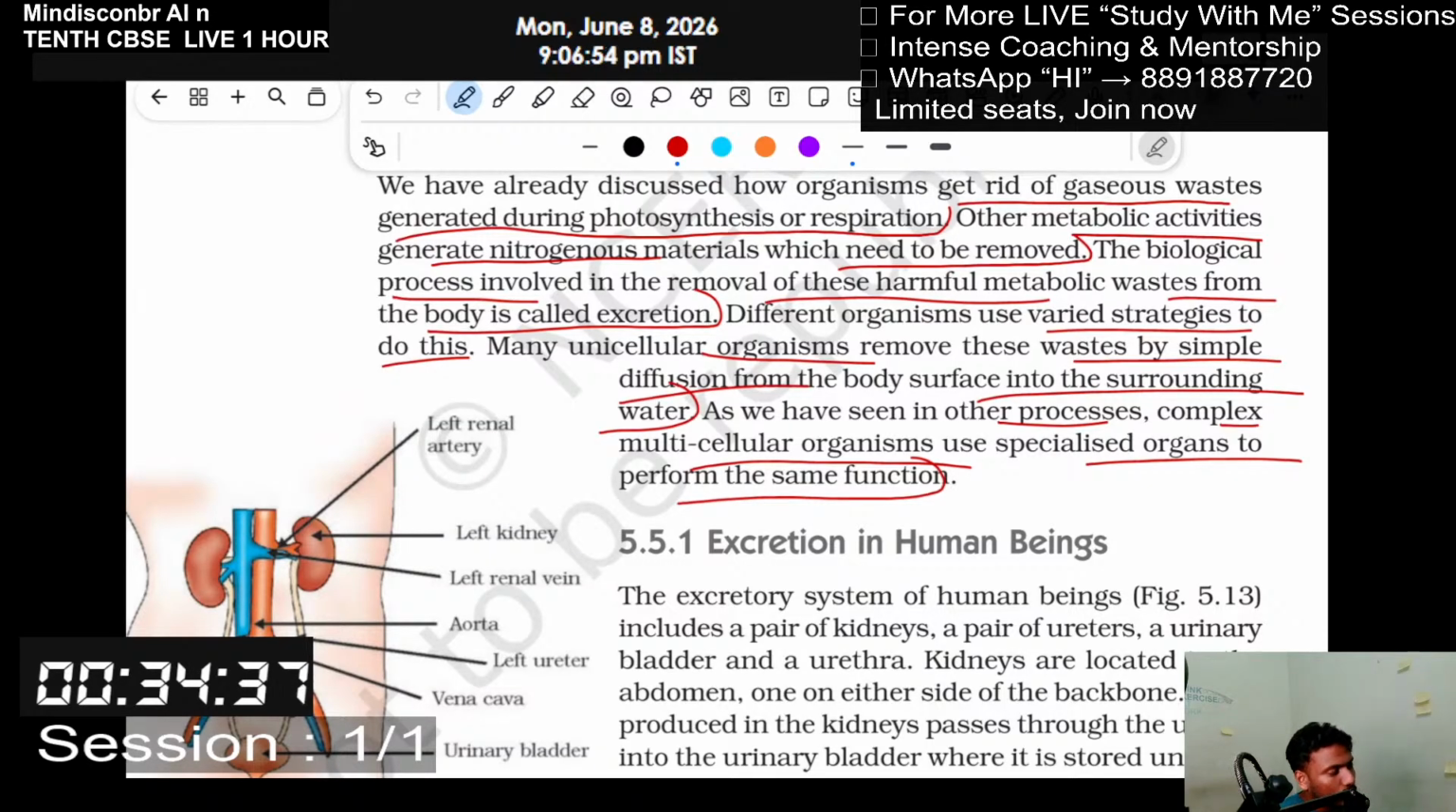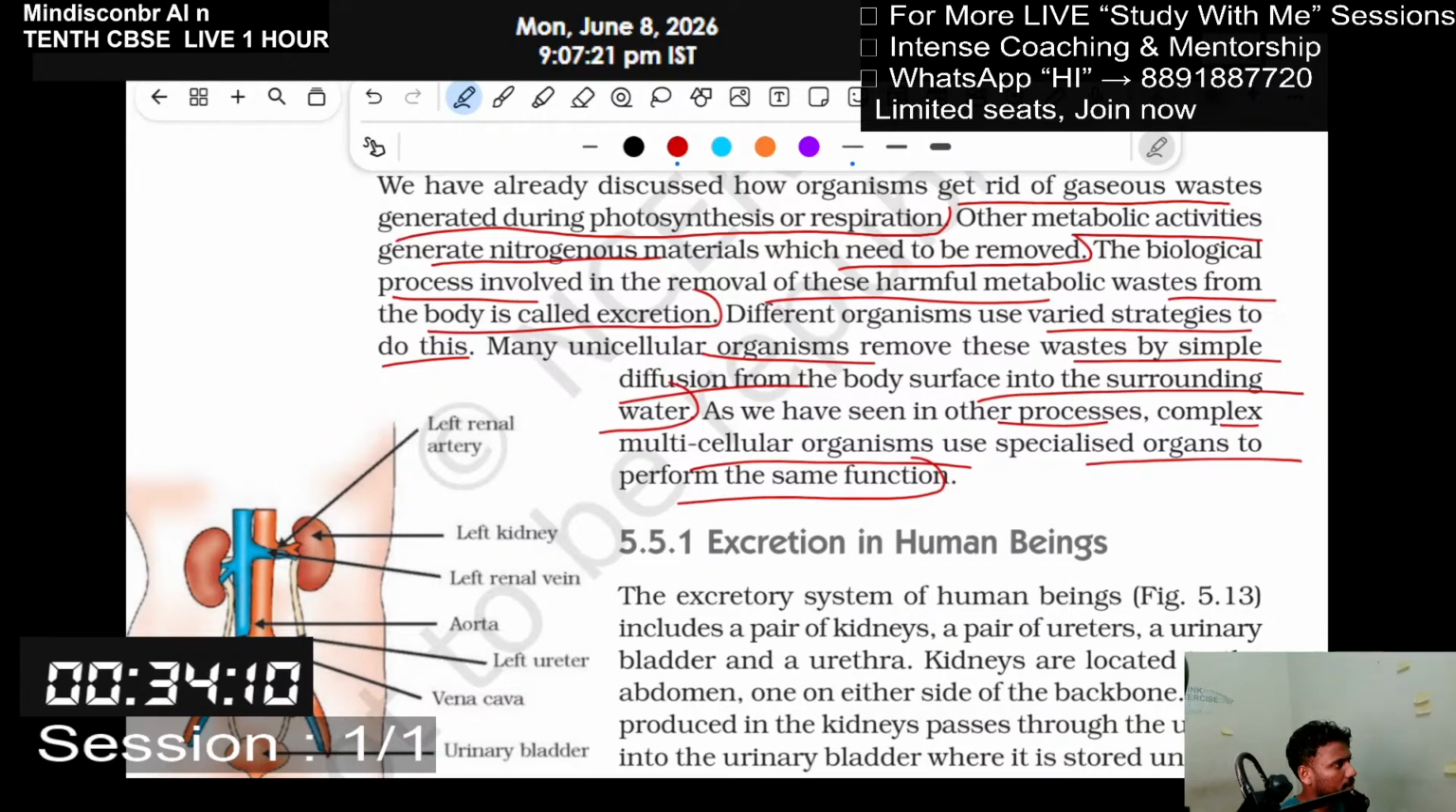So, in the case of unicellular organisms, they release their excretory products directly into water by simple diffusion. But in the case of humans or multicellular organisms, there are specialized structures or organs to perform the same function, that is excretion.